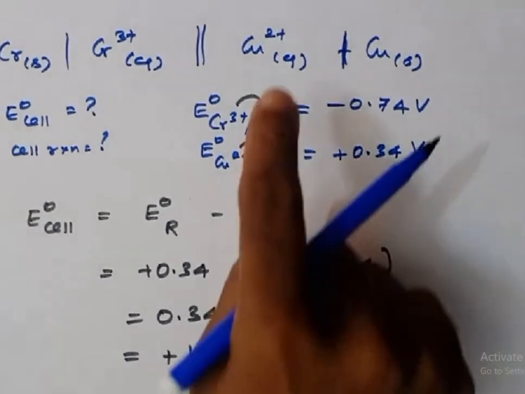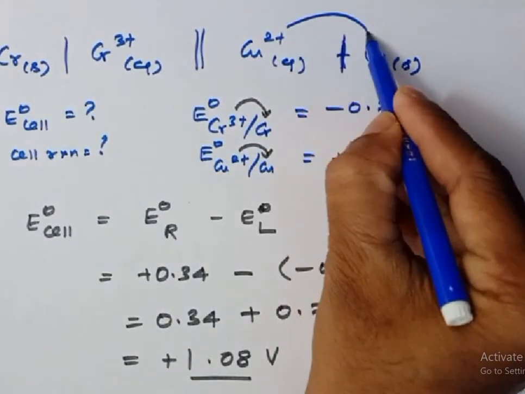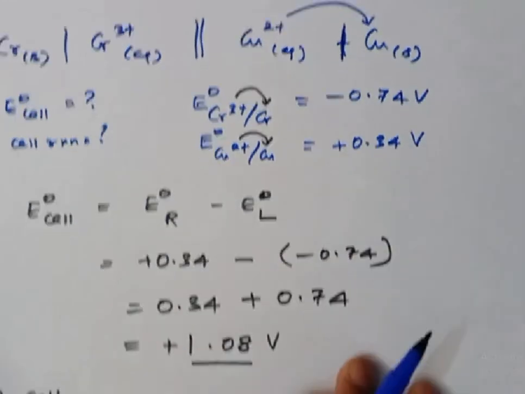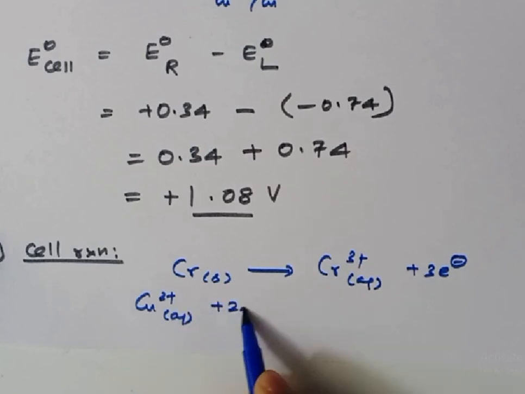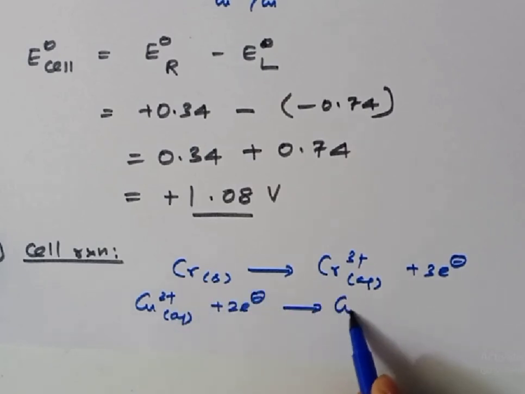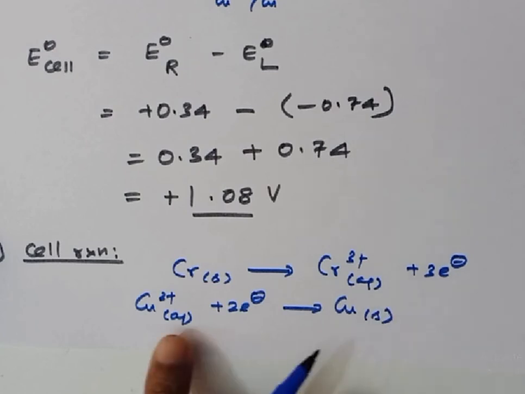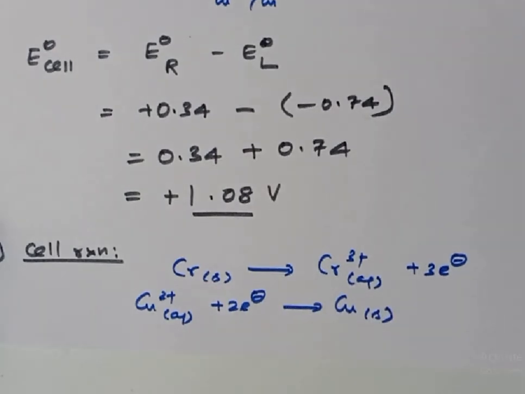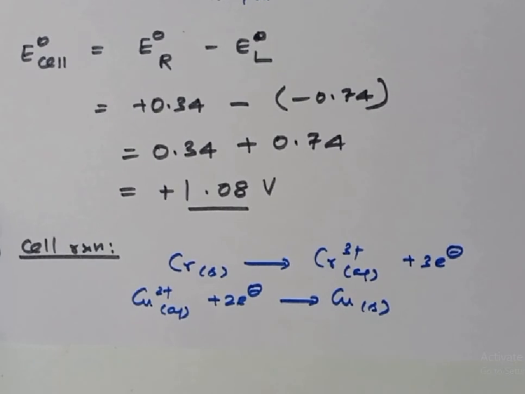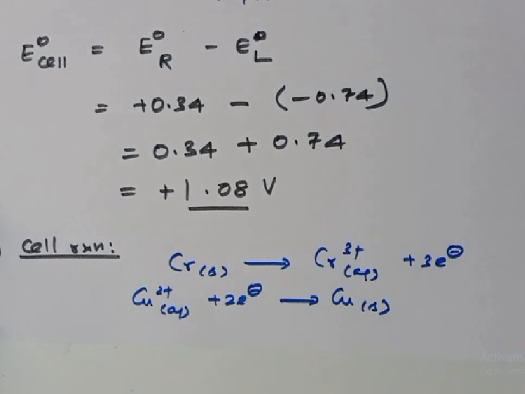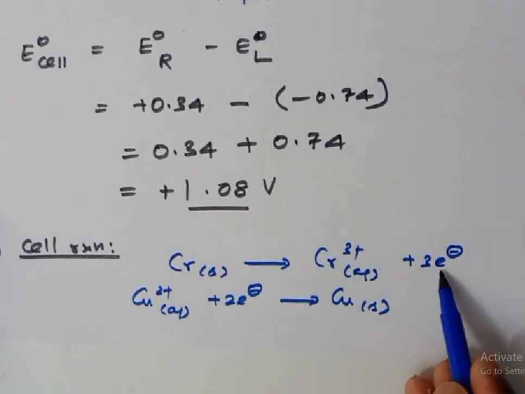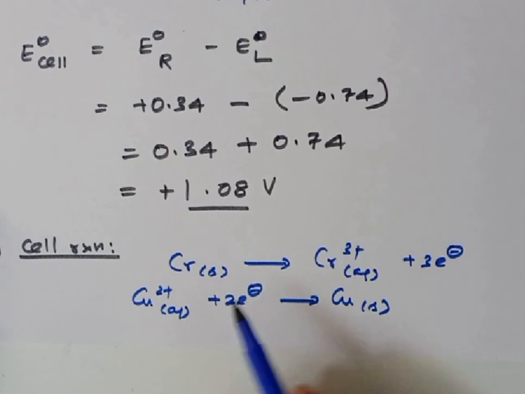And what about the cathode? In the cathode, copper 2 plus becomes copper. That means it gains 2 electrons. I'll write here Cu2 plus aqueous gains 2 electrons and becomes copper solid. This is the reduction reaction that occurs at the cathode side. Now students, observe carefully. While writing the cell reaction, the number of electrons should be the same. But here 3 electrons are released, here 2 electrons are consumed, so it is not equal.